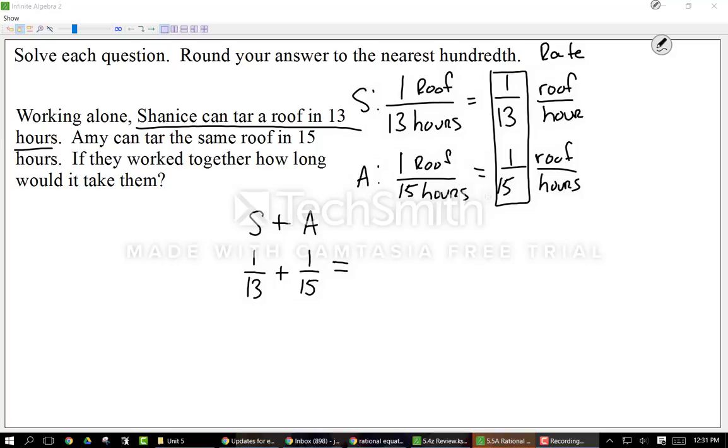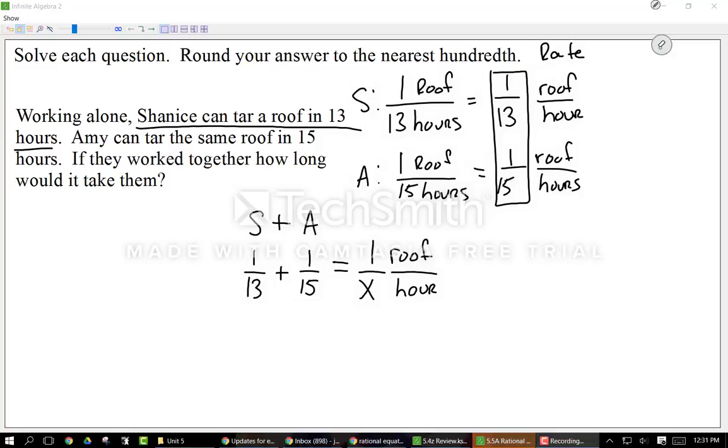So the 1 is on top of our fraction because that's for the roof. We want, again, one roof to be solved. We want to figure out how long it takes to do one roof. And then our denominator is our variable x, or a, or b, or h, because I want to find out how long it takes them to do one roof and how many hours it takes. 1 over x roof per hour, we have to find out what our value of x is.